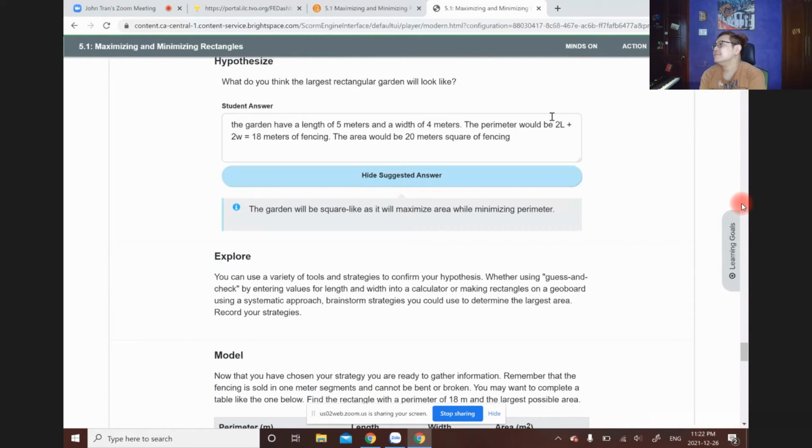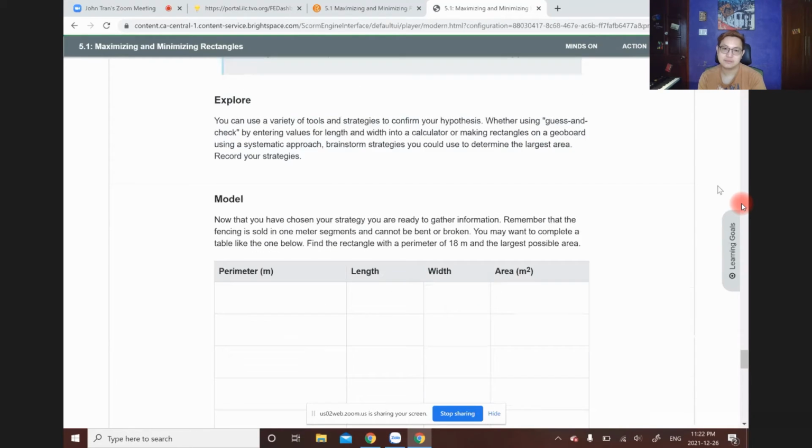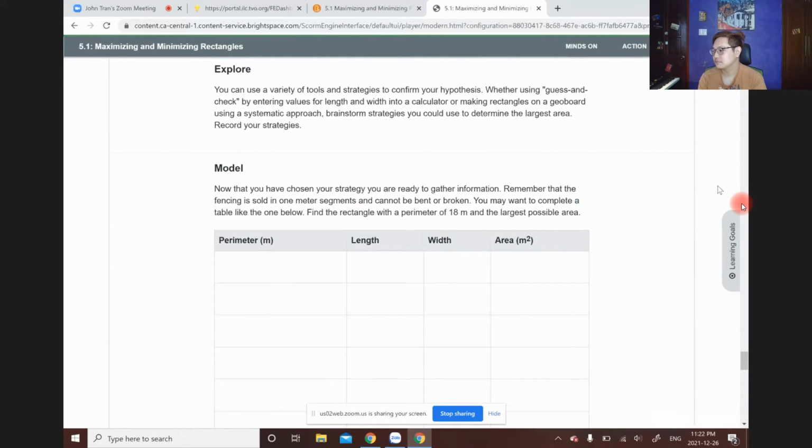So we already have one: 5 meters for the length and 4 meters for the width.